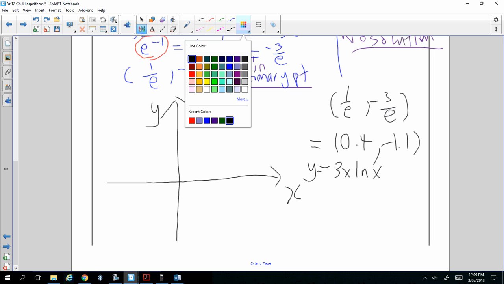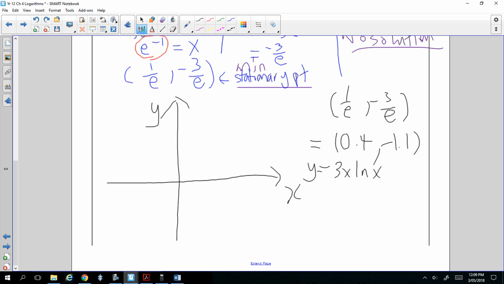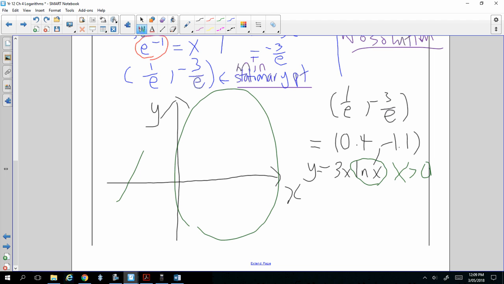Now, what's the domain? What's the restriction on ln x? Well, it has to be greater than 0. Good, very good. So that means we only have a graph on the positive part of this. There's nothing in here. What else is there? x has to be positive. We'll have to find the x-intercept. Now, how do you find the x-intercept?